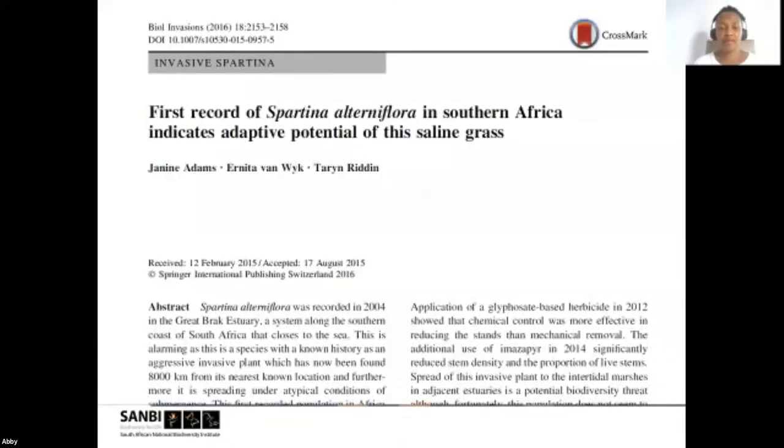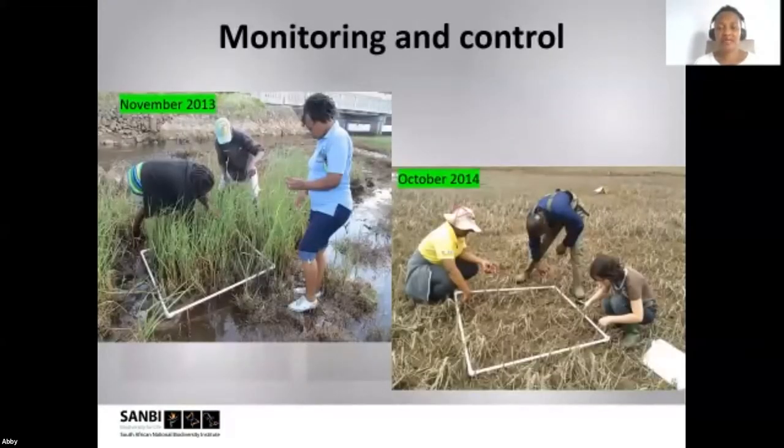The next scientific paper was then published, which provided evidence of the adaptive traits of Spartina in the Kromme estuary. The paper also used the data from the control measures at this time to show that in the Kromme context, chemical control was far more effective than mechanical control. The systematic control and monitoring was carried out twice a year during the growth period, starting in spring and ending in autumn, since 2013.